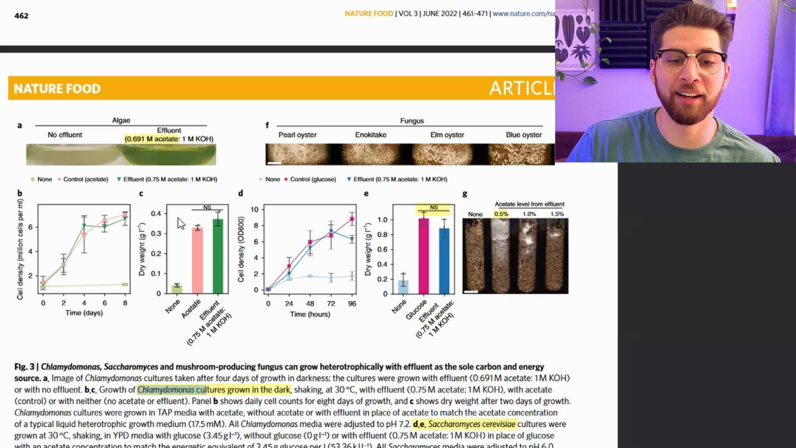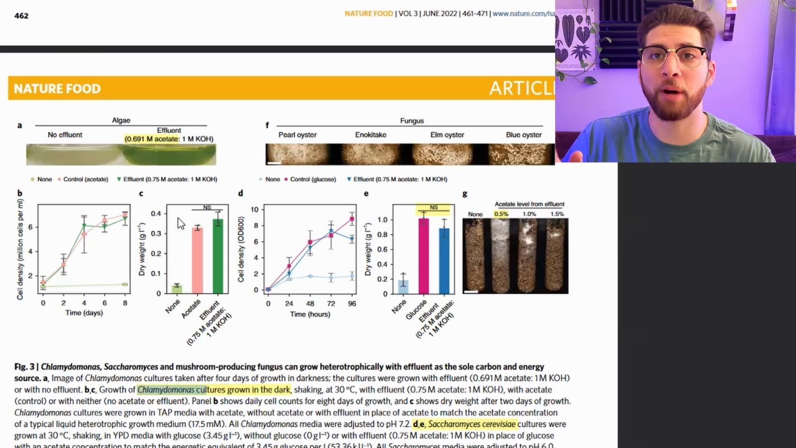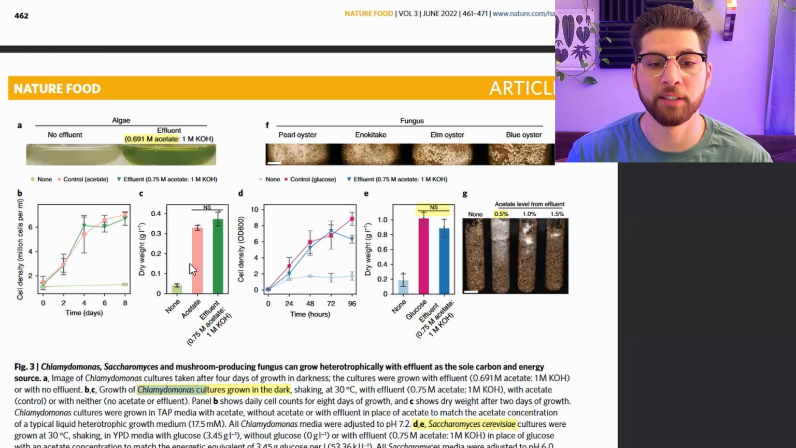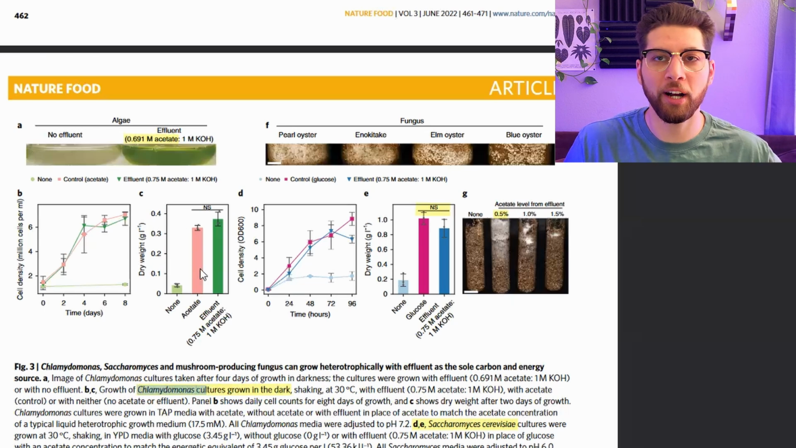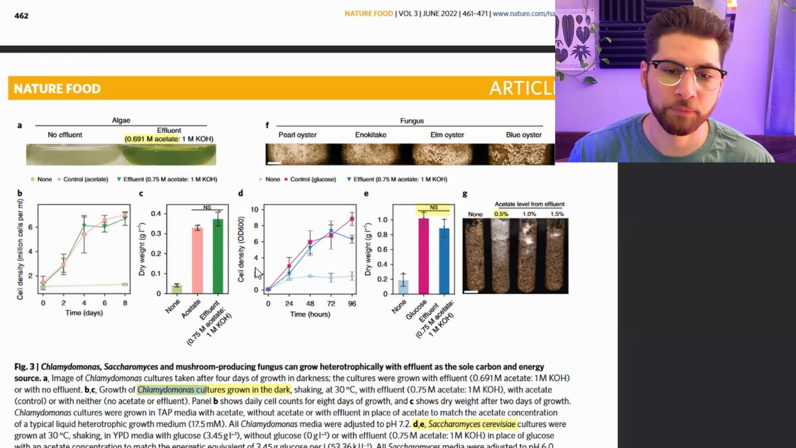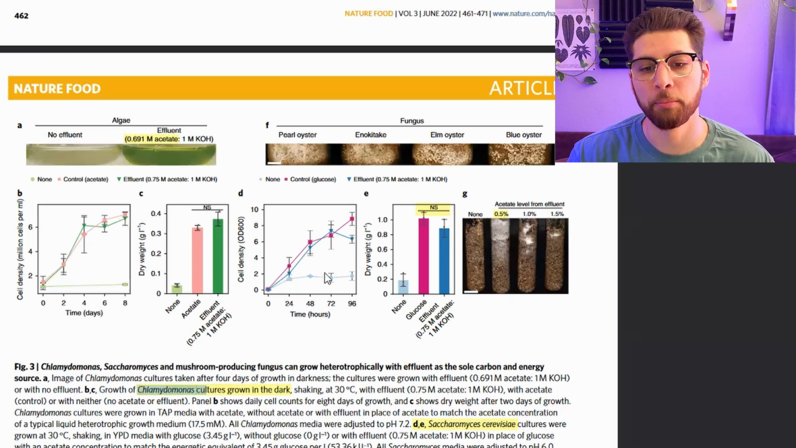You get a strain of this Chlamydomonas algae, or probably any algae, and grow it on acetate or on this simulated effluent, and it will grow fine, right? Very cool stuff. They also showed this in panels D and E with Saccharomyces cerevisiae yeast.